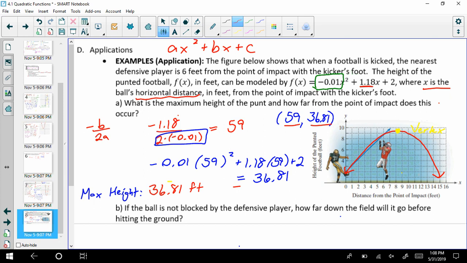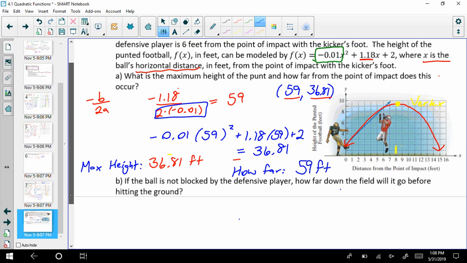And then they did ask another question. They said, how far from the point of impact does this occur? So what they want to know is, when I reach that maximum height, how far have we traveled? Well, we already have that answer. The how far answer is our x-coordinate of the vertex. Okay, and I am actually throwing out this part.